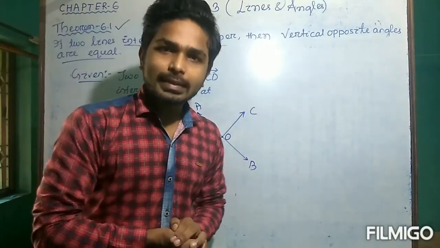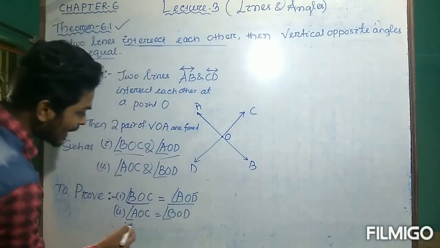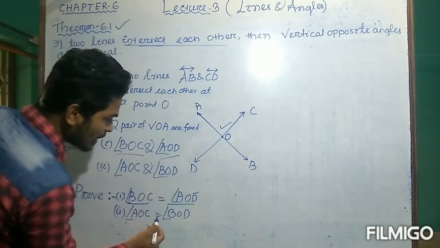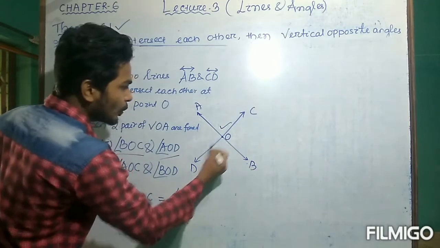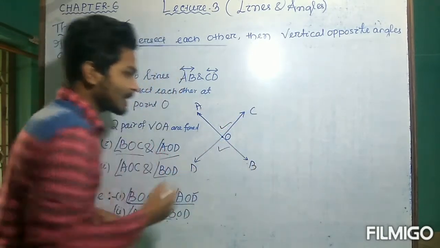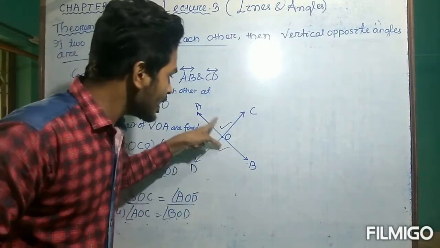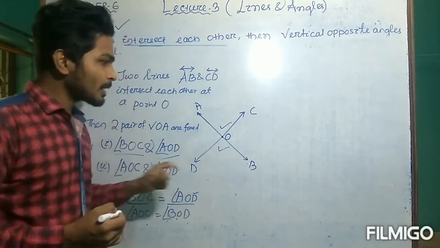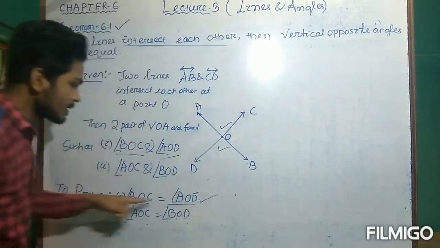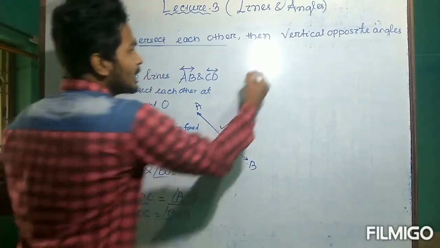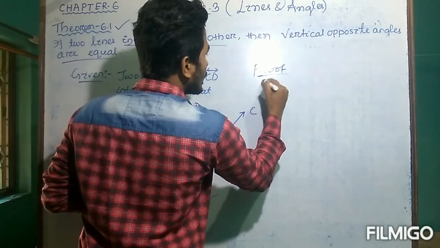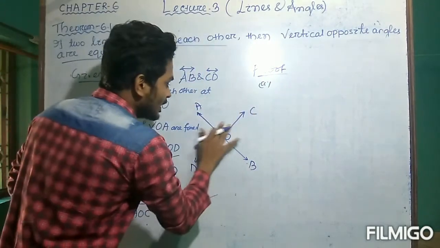So now we will prove for the second statement, that is AOC. That means AOC, this angle is equal to BOD. We have to prove this angle is equal to this angle. That means these two vertically opposite angles are equal. We have to prove it. Here also we should follow the same procedure as we followed in statement number 1. Right. So let's prove the second statement. Proof. How can I prove it?